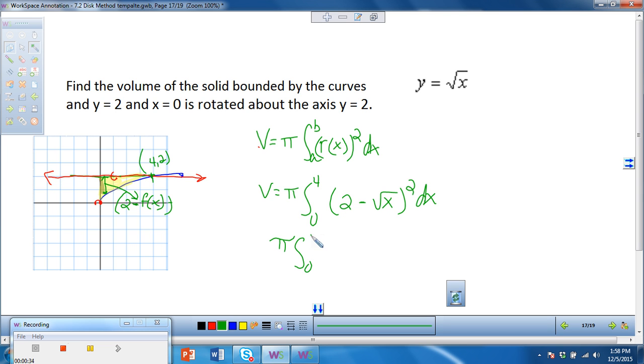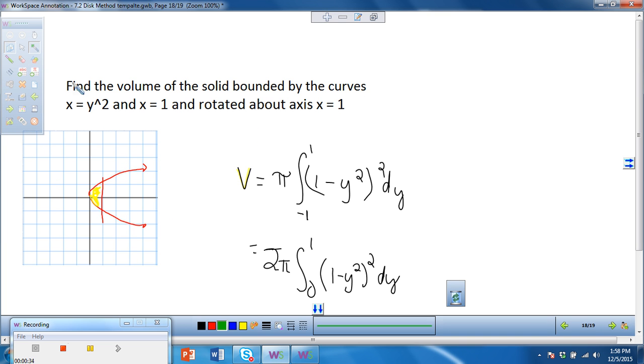So this becomes the integral from 0 to 4 of 4 minus 4 radical x, I think, plus x dx, and then we would integrate that. I am not going to go into integrating because I'm hoping that you can, but then you would just integrate that. Okay? So that's how you set that up.